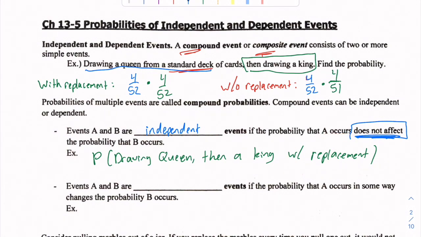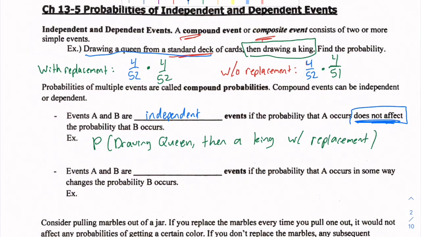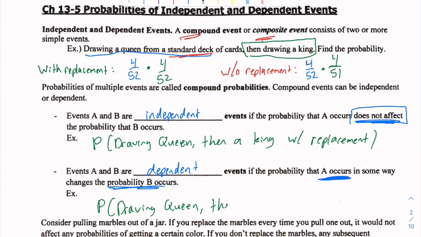Next one, events A and B are dependent events. Okay, dependent as in it depends, right? It depends on what happened before. So A occurs in some way that changes the probability of the B event. So in this case, the same idea, probability of drawing a queen, then a king, without replacement, okay? So if you don't replace it, then it's going to affect the next card, right?